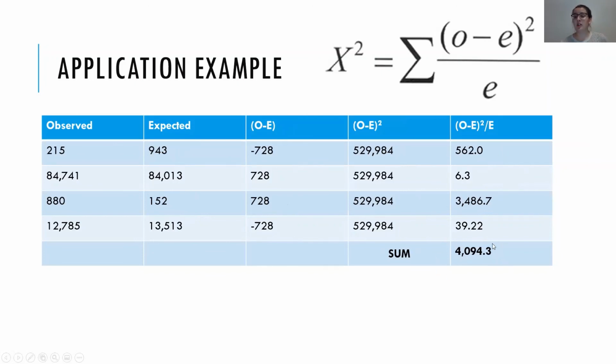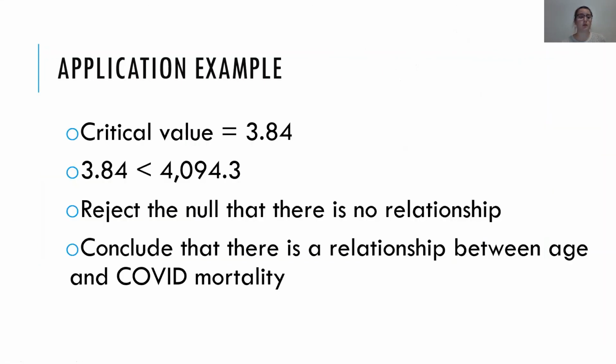This gives us our chi-square value, which is what we're going to compare to our critical value. Our critical value for this question is 3.84. Since 3.84 is significantly less than 4,094.3, we're going to reject the null that there is no relationship. And we're going to conclude that there is a relationship between age and COVID mortality, with people 65 or older being at a greater risk of dying from COVID than people who are under 65.